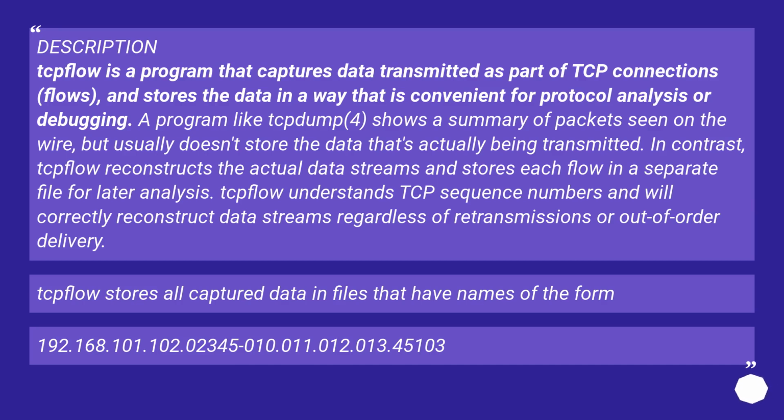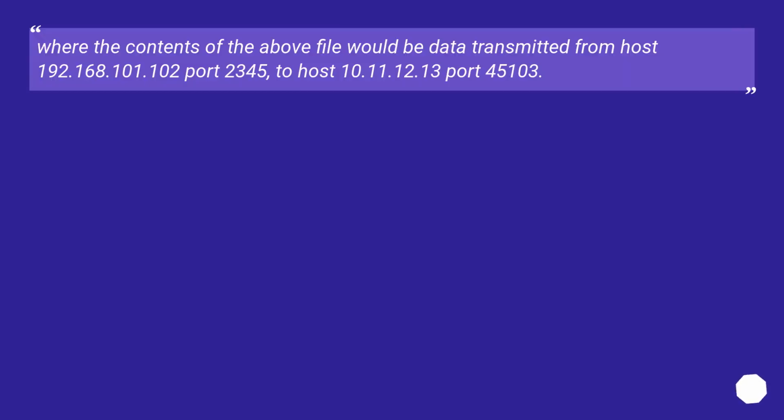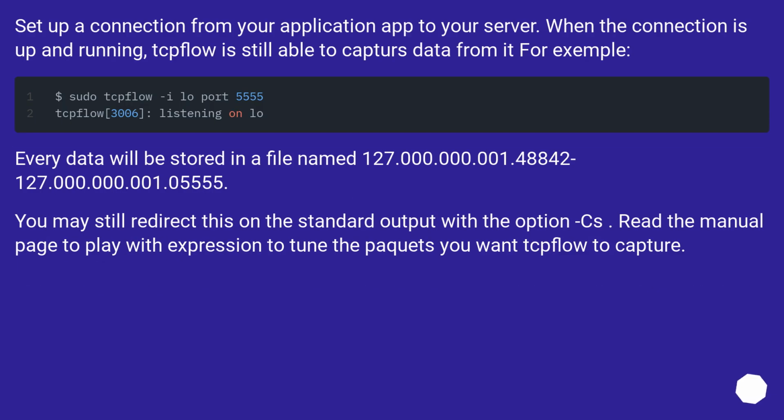Flow stores all captured data in files that have names of the form 192.168.101.012.015.012.013.45103. Set up a connection from your application to your server. When the connection is up and running, Flow is still able to capture data from it.